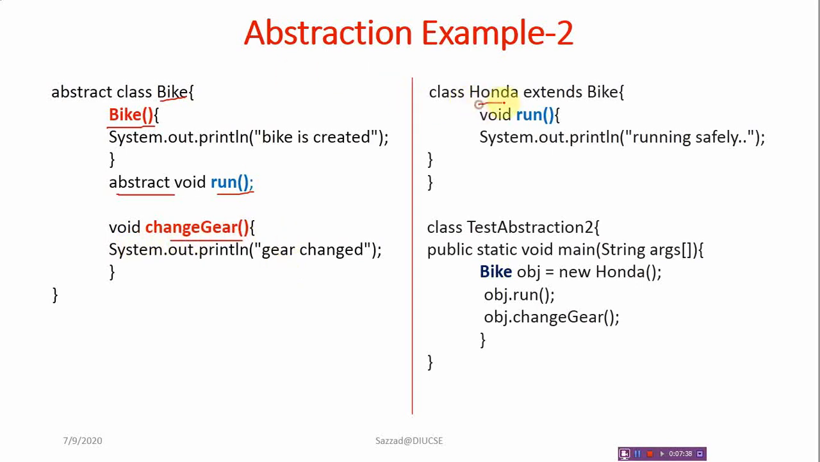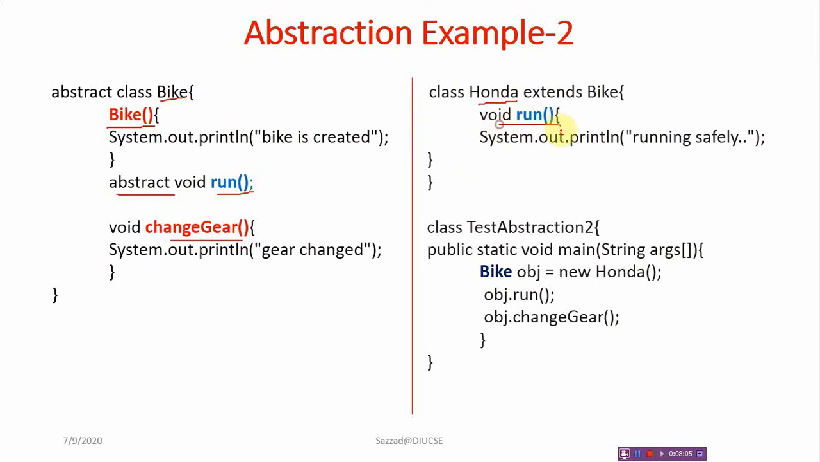This class is called the Honda class, and Honda class is extending Bike. Because it is extending the Bike class, it at least has to implement the abstract method in this class. There is only one abstract method, run. Because the Honda class is inheriting the Bike class, it must implement the abstract method.